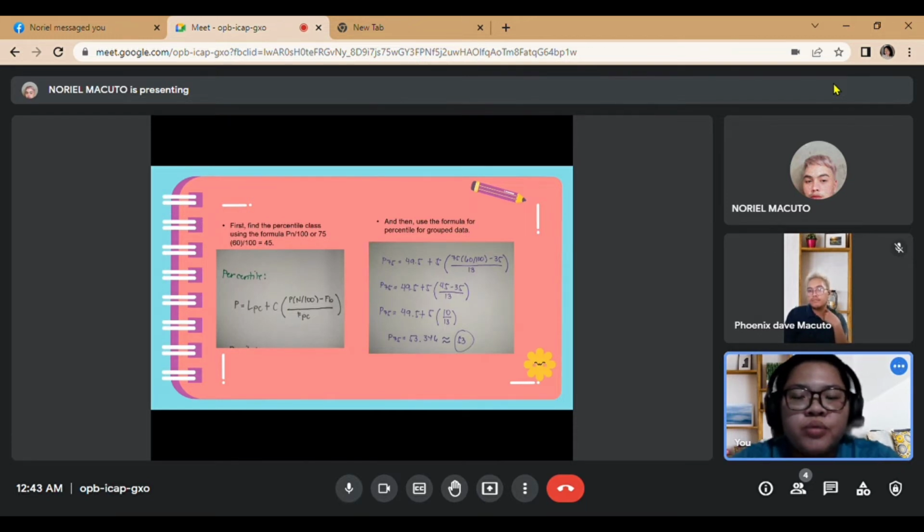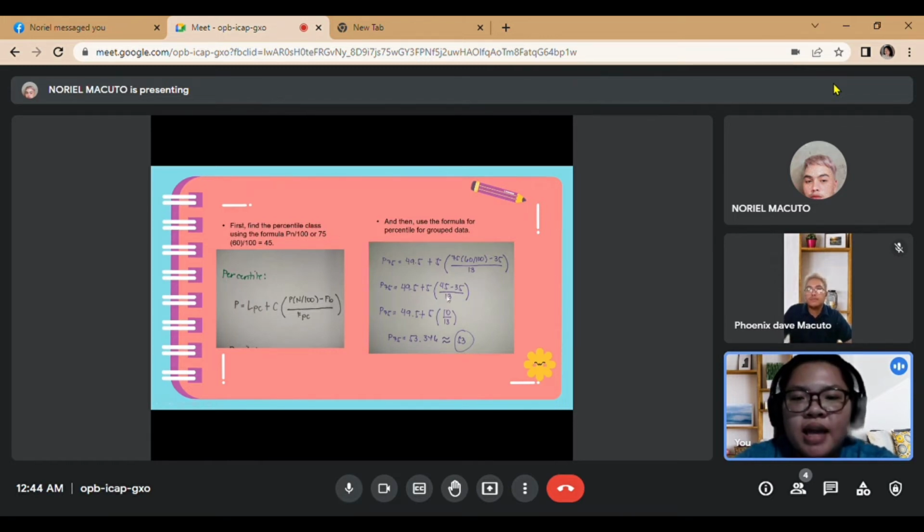Then we are going to use the formula for percentile for group data. Percentile is 75, so 75 equals 49.5 plus 5 times 75, which is the percentile, times 60 over 100 minus 35 over 13. Don't forget to use the PEMDAS rule. So 60 over 100 equals 0.6 times 75 equals 45, minus 35 over 13.